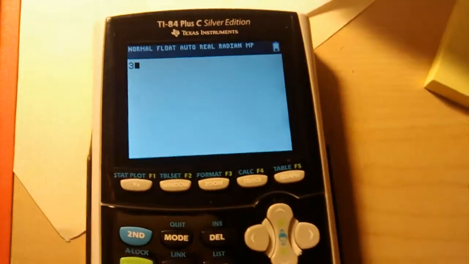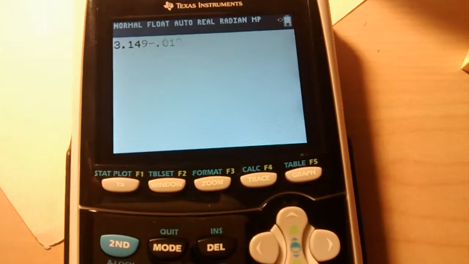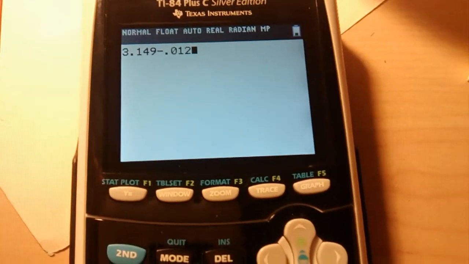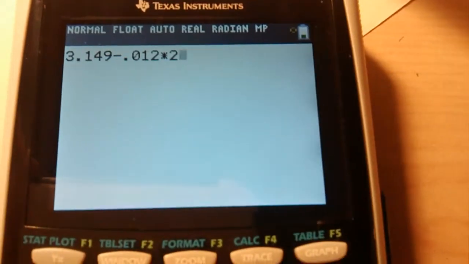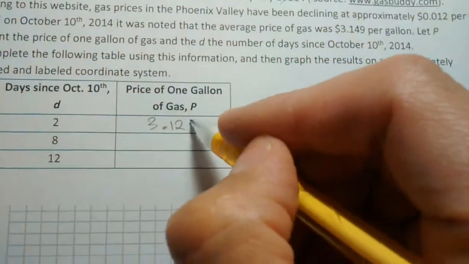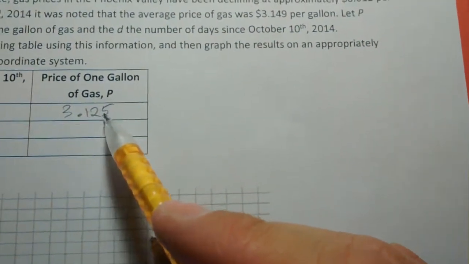You have $3.149 and subtracting off not one of those amounts, but let's do 2 of those amounts. So times 2 there. So that's what you should get. $3 and we'll call it 12.5 cents. That's almost, it's in between 12 and 13 cents.